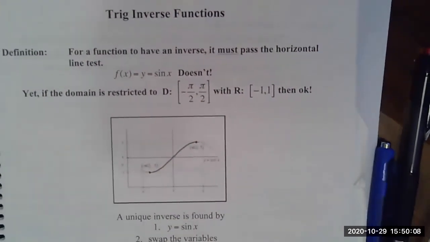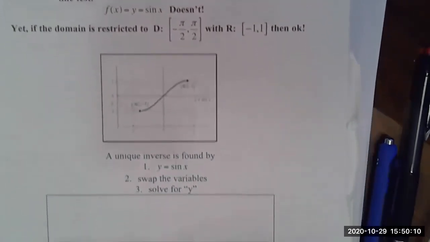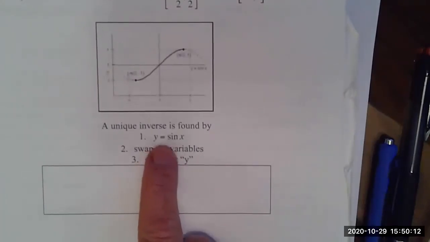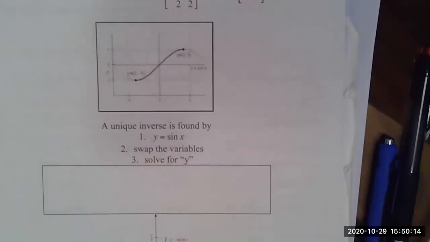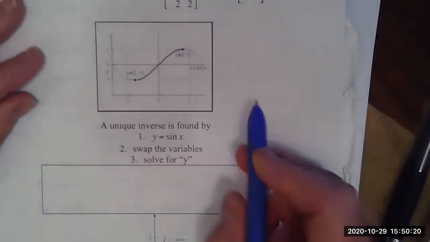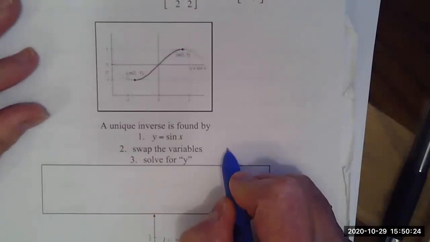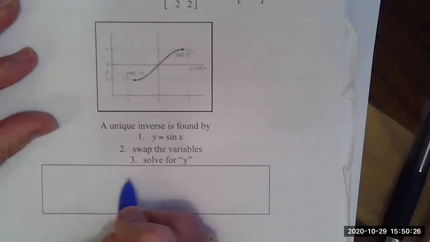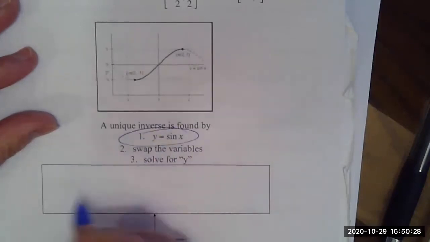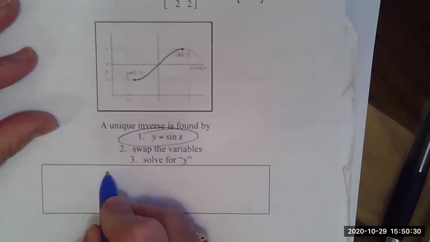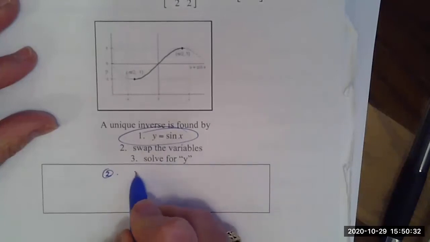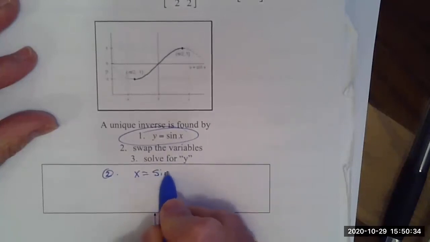Then what you do is you say, okay, step number 1, you go y equals sine x. These are my steps that I did back in chapter 1. Step number 1, fine right there. Number 2, swap the variables. So you get x is equal to sine of y.